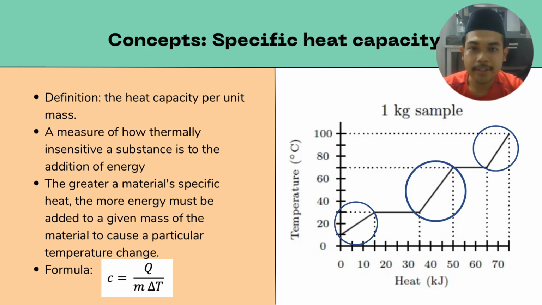The formula for the specific heat capacity is C equals Q over m delta T. As shown in the diagram of the graph, the specific heat capacity are the ones that are circled. So, thank you very much.